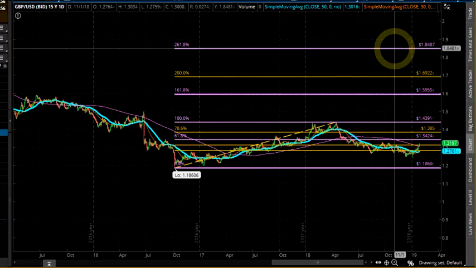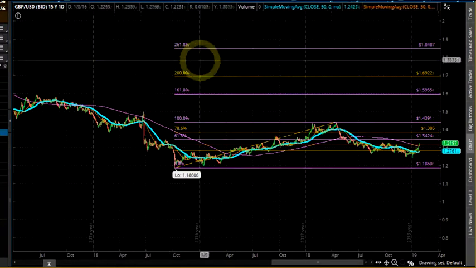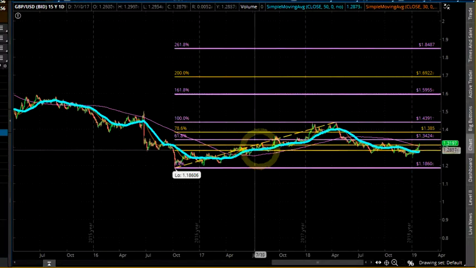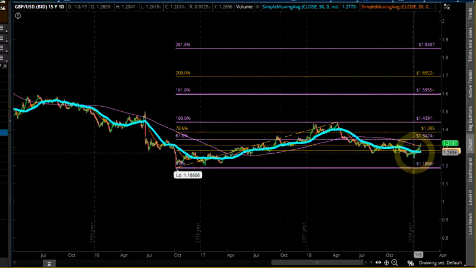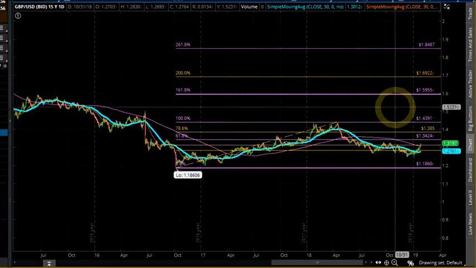It's way up here. And the British pound could be making new highs in the next several years. And I think most people think it's going to go lower. So again, the market tends to do the opposite of what most people think.